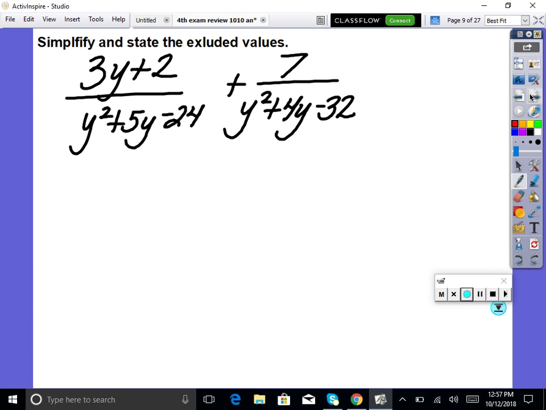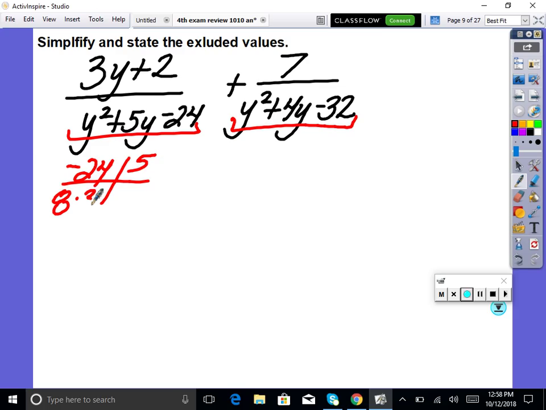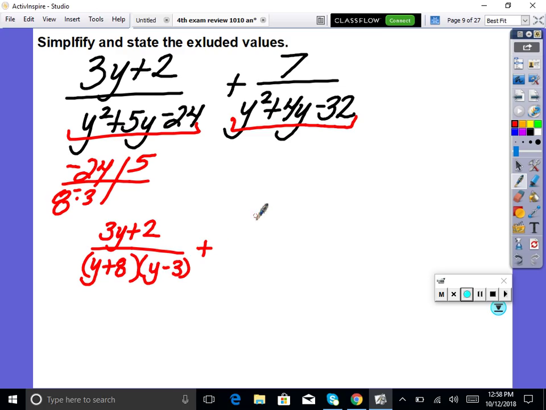Okay. So this next one here is addition. First thing you do is get a common denominator. Once again, with subtraction and addition, only factor the denominators. What multiplies to be negative 24 and adds up to be 5? It's going to be 8 times negative 3. We can quick factor. So 3y plus 2 over y plus 8 and y minus 3. Then it's a plus sign. Plus signs are actually the easiest ones to do.